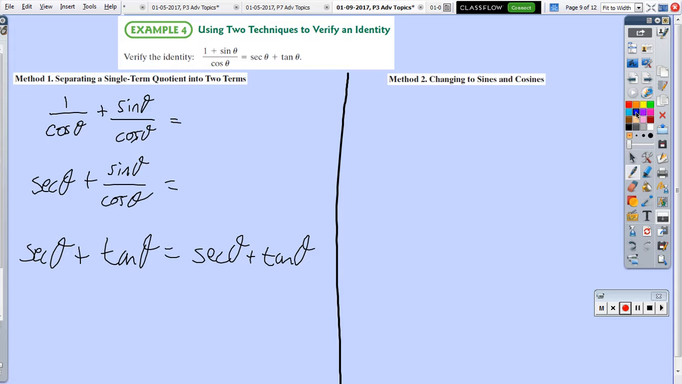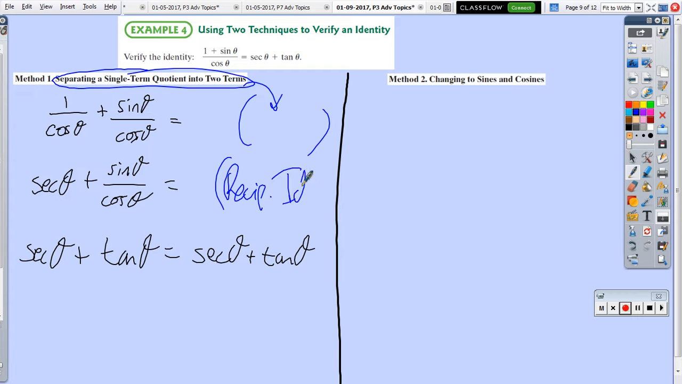And the justifications for these: the first one was just this. That's what went on here. Here, we had reciprocal identity. And here we just had quotient identity. Is the last one the answer, or do we have to put it back on? We verified the identity, so we're done.